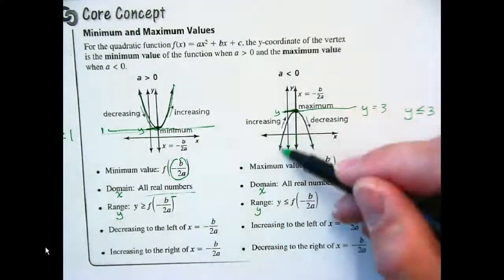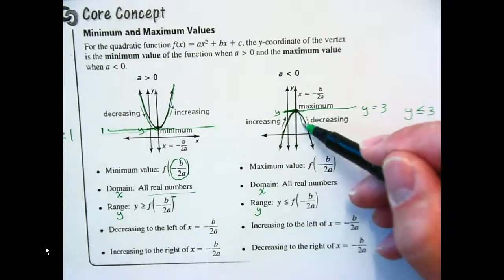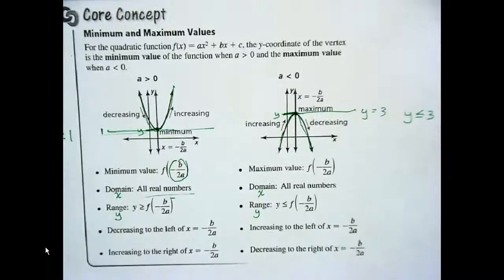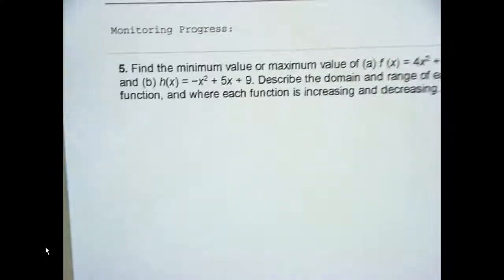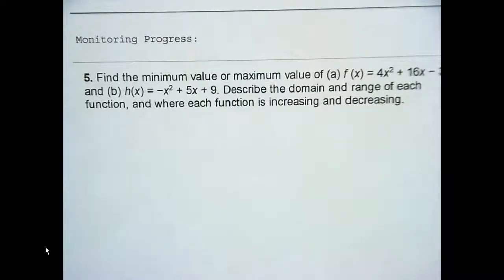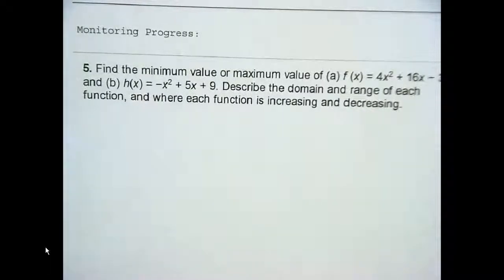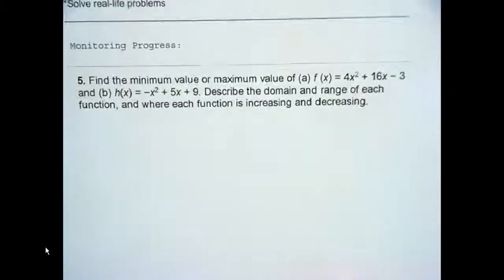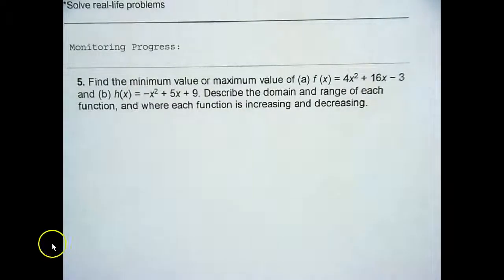Here we're increasing until we get to that point, and then we're decreasing. Okay, so what I want you to do, I want you to try this problem right there. Number 5. Find the minimum value or the maximum value of A and B. Describe the domain and range and if it's increasing or decreasing.